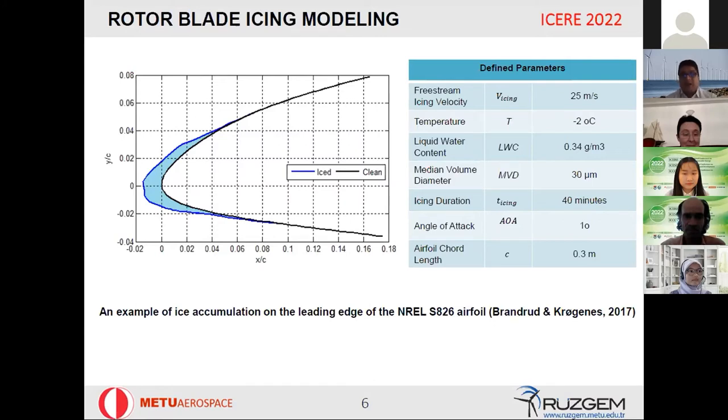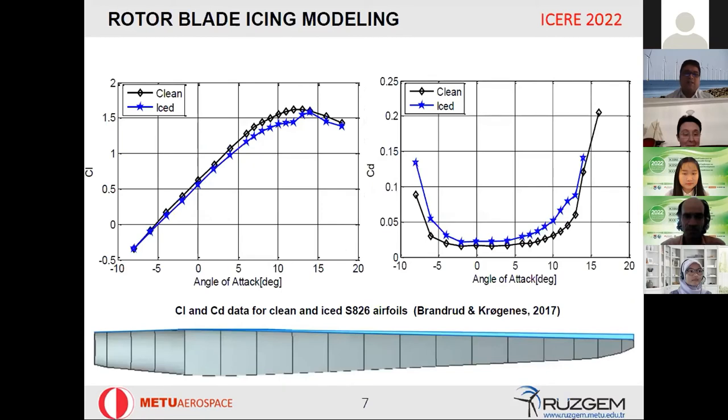For instance, I was inspired here by the study of Brandrud and Krogenes done in 2017 on the NREL S826. They investigated different icing types, such as rime ice, glaze ice, mixed ice, etc. And here, this is one of the cases of icing. They used LEWICE code to generate this icing shape, and they selected these parameters and these values and obtained this icing shape and produced this artificially, and then attached that icing shape to the actual airfoil and tested it in a wind tunnel.